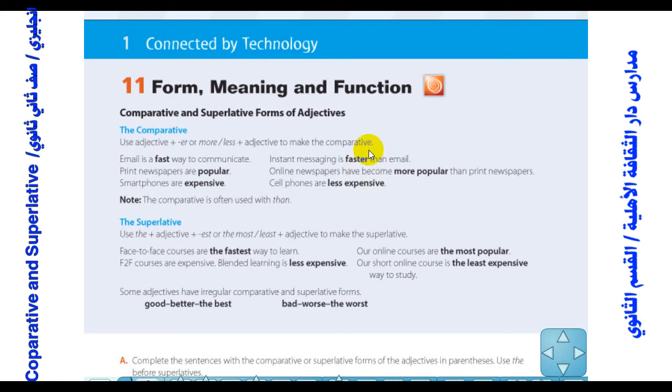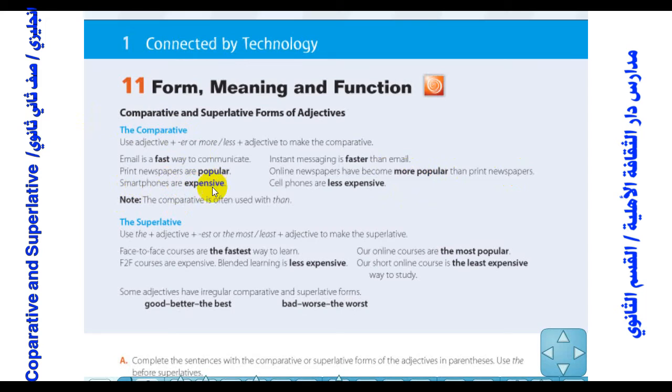When you see er at the end of an adjective, it is a comparative form. Print newspapers are popular. There is no comparison here, only an adjective. Online newspapers have become more popular than print newspapers. When you see more before the long adjective, you know that it is a comparative form.